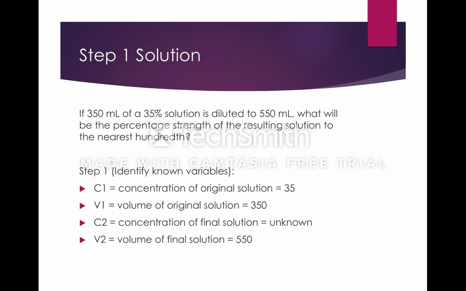So here we're doing step 1, identifying those known variables again. C1, that concentration of the original solution, is 35. The volume of the original solution is 350. Concentration of the final solution is unknown. We don't know what that second percentage is. And the volume of the final solution is 550.